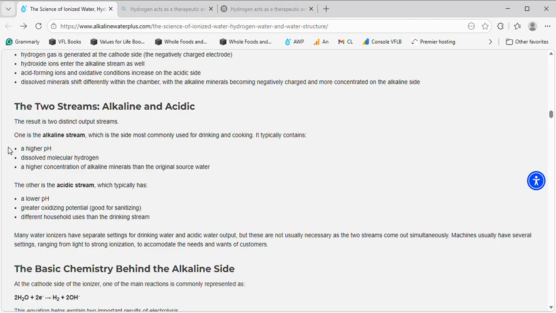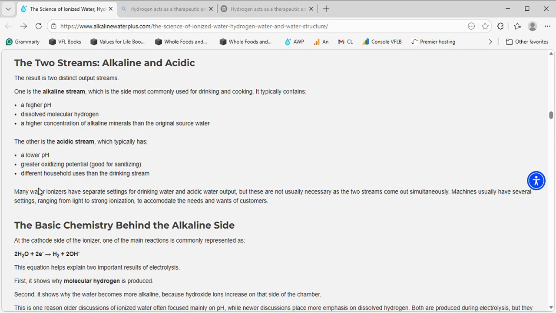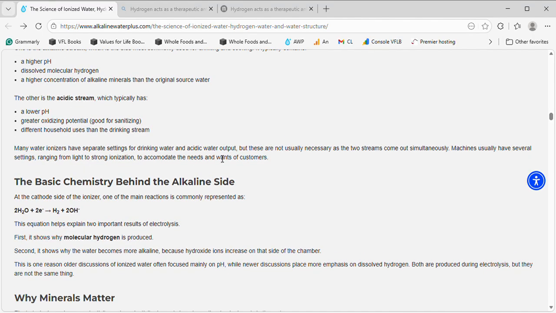Okay, and then some of this I'll just let you read yourself because it's really a repetition of what I just said. Many water ionizers have separate settings, I mean, pretty much all of them do, for drinking water and acidic water. But usually that's not really necessary all the time because both streams are produced while you're ionizing the water. And so you can get your acidic water out while you're pouring your alkaline water.